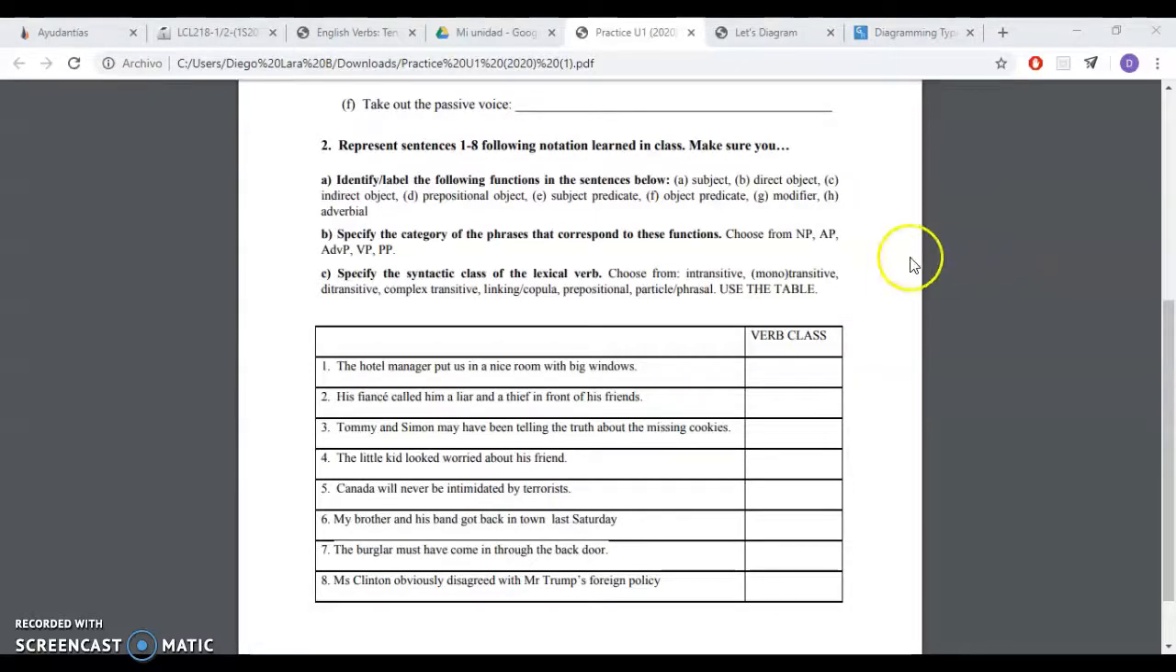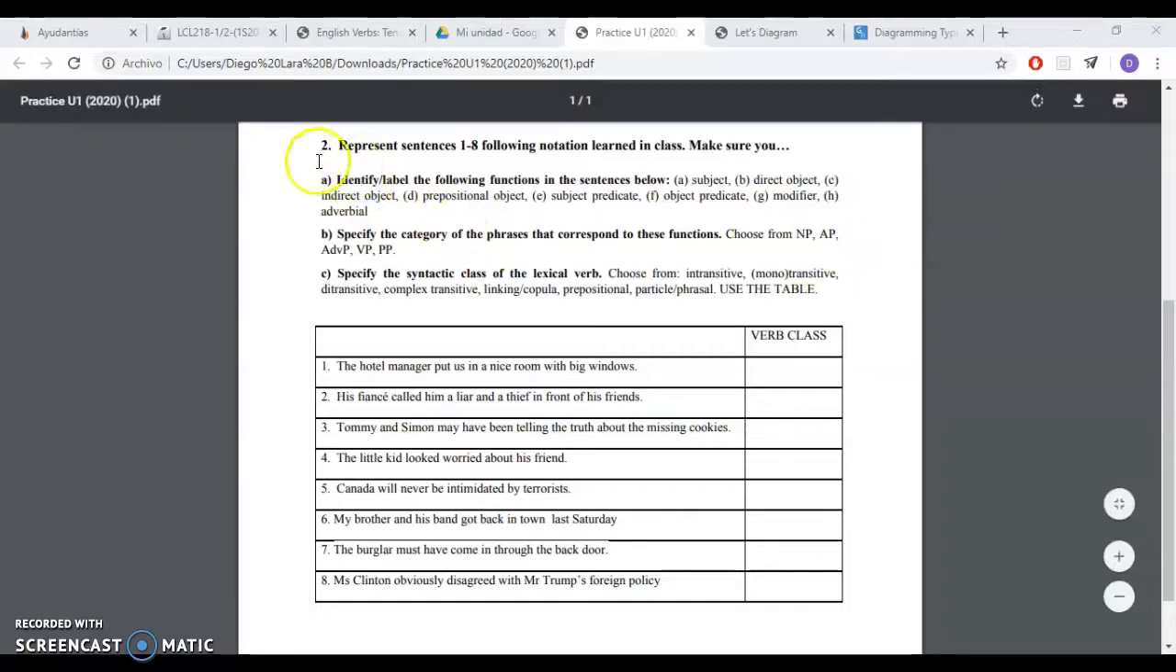Hello everyone. This video is going to be focusing on the second part of the practice of Unit 1, in which you have to identify some elements in the sentences, such as the subject, the direct object, the indirect object, prepositional object, etc. Specifying some categories of the phrases and specifying the syntactic class of the verb, such as intransitive, transitive, ditransitive, complex transitive, etc.